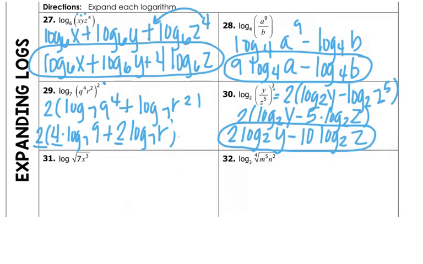Okay, so on 31, we have a square root. So what exponent did we say is the same as having a square root? To the 1/2 power, right? So we're going to rewrite this first as log of 7x to the 3rd, to the 1/2 power.